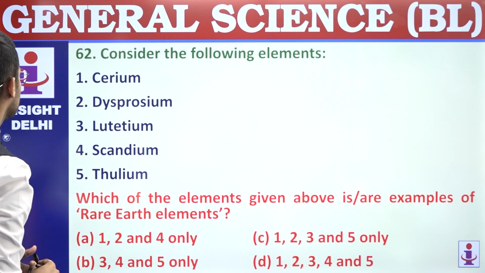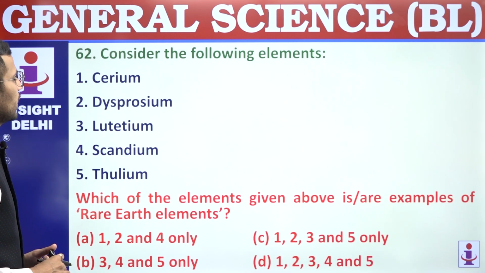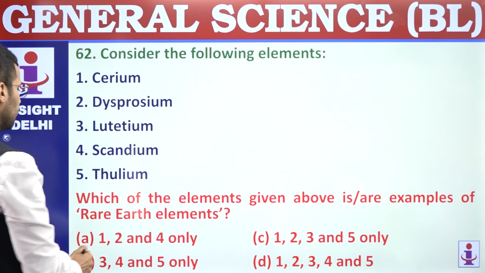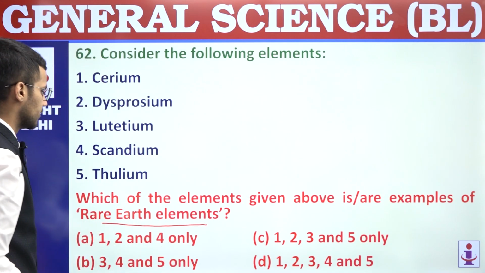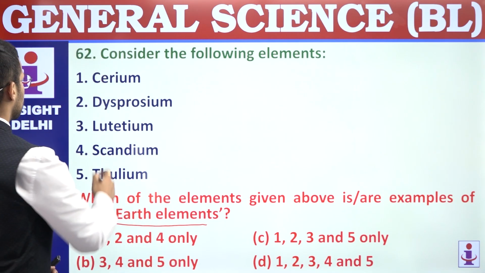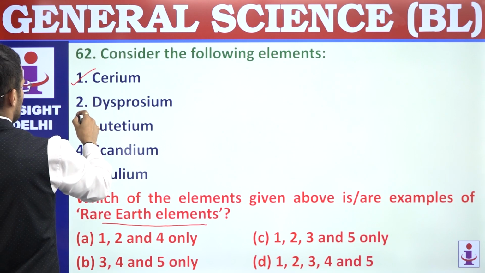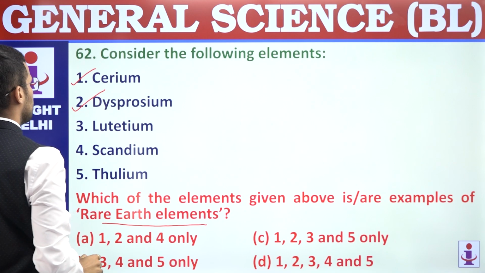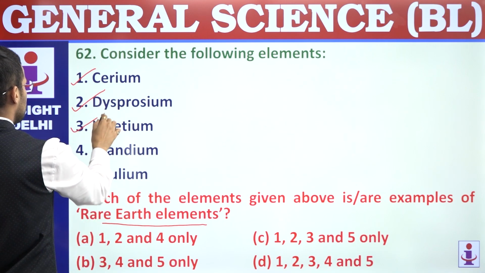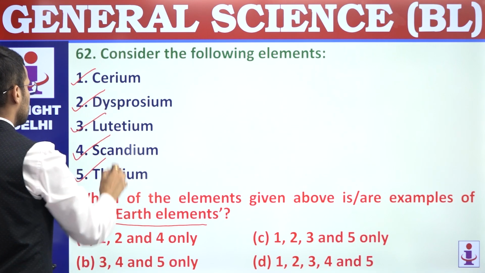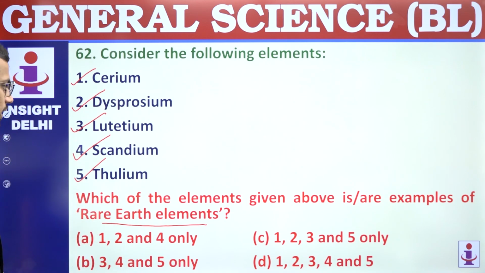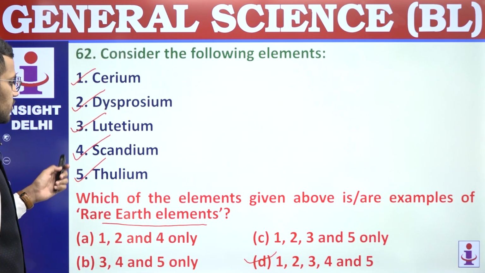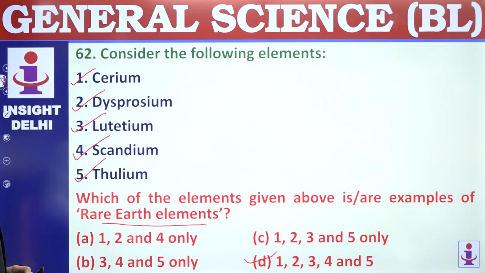Next question is 62. Consider the following elements. Which of the elements given above are examples of rare earth elements? First, cerium. Yes, it is rare earth. Second, dysprosium. Yes, it is rare earth. Then lutetium, scandium, thulium. All these are rare earth elements, and hence answer is D. All of the above. Question number 62, answer is D.